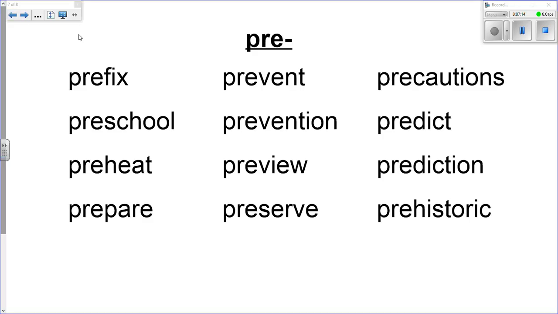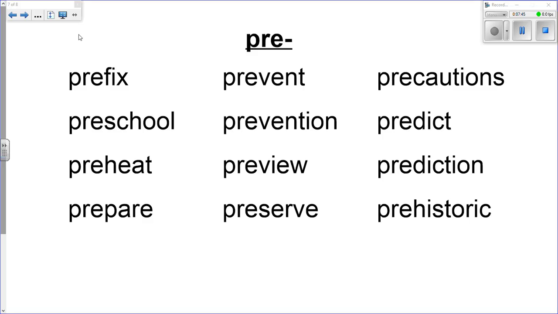Our last prefix for this lesson is pre. This prefix is pronounced pre with a long E. It is defined as before. Say prefix, pre, to yourself 5 times. Words for the prefix pre would be prefix. Preschool means before school. Preheat means to heat before. Prepare means to get ready.